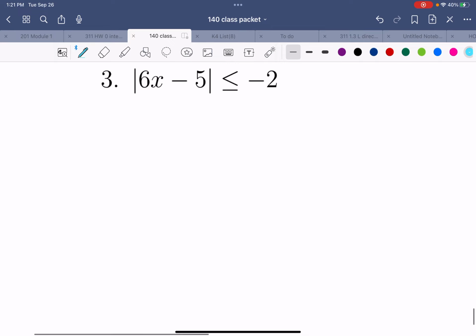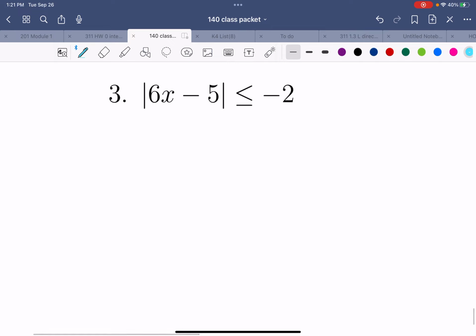All right, let's take a look at this one. The absolute value of 2x minus 5 is less than or equal to negative 2. Okay, now let's see if we can start this one off. So absolute value all by itself, so that's good. Inequality less than or equal to negative 2. Now, less than or equal to with an absolute value, which means I'm going between.